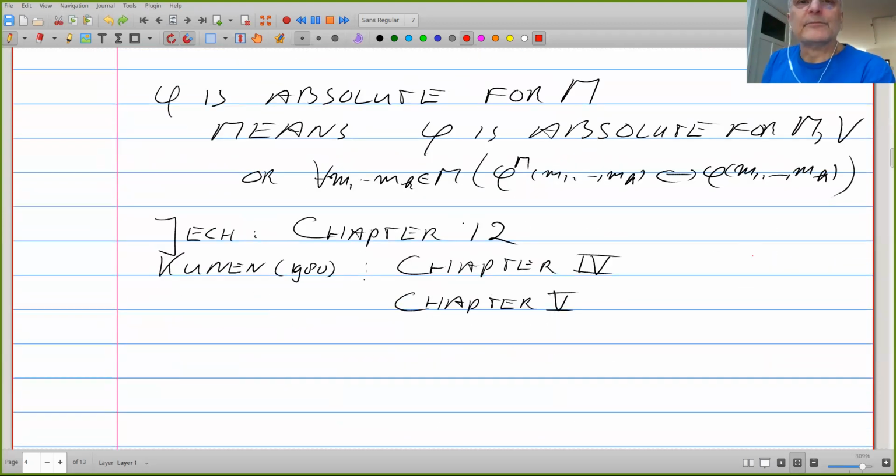The other thing that I wanted to mention is that chapter 12 of Jech roughly contains what we are talking about here. It contains more. The same can be said about chapter 4 of the 1980 edition of Kunen's book. And chapter 5 of that book contains a way of defining elementary substructures for set theory without actually quantifying over all the formulas, because that is a big no-no in set theory.